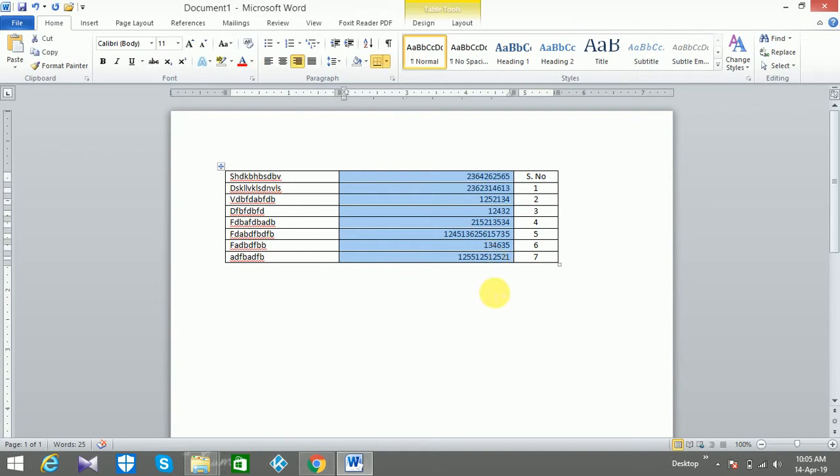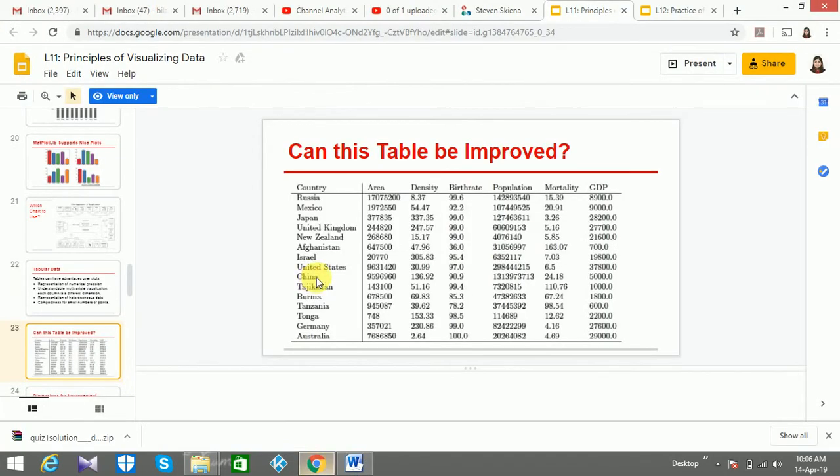Aligning it on the right hand side clearly shows me that this is the largest number and this is the smallest. So aligning it on the right hand side is extremely useful for numbers, and that's the reason they have it here. A lot of people don't focus on that.